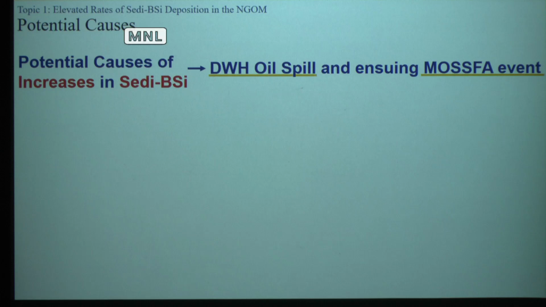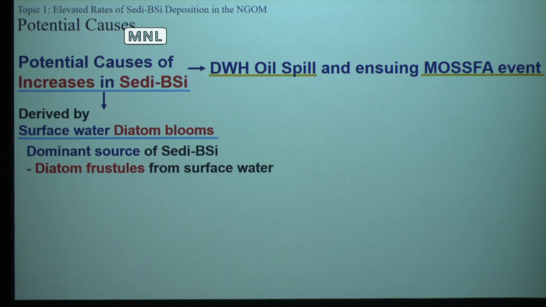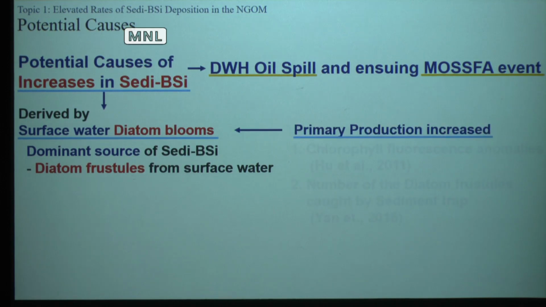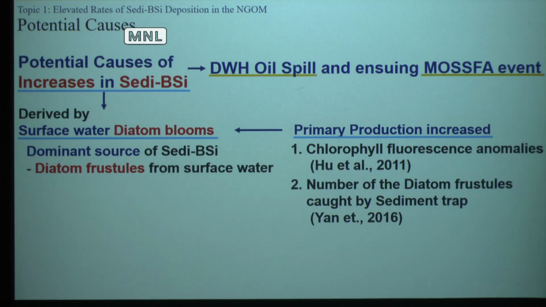So based on the information I talked about, the potential cause of the increases in sedimentary biogenic silica is expected to be the Deepwater Horizon oil spill and the ensuing MOSPA event. This is because the increases in sedimentary biogenic silica are caused by surface water diatom blooms, and the dominant source of sedimentary biogenic silica is diatom frustules from the surface water. Also, the increase of primary and diatom production was found by chlorophyll fluorescence anomalies and the increased number of diatom frustules caught by the sediment trap.